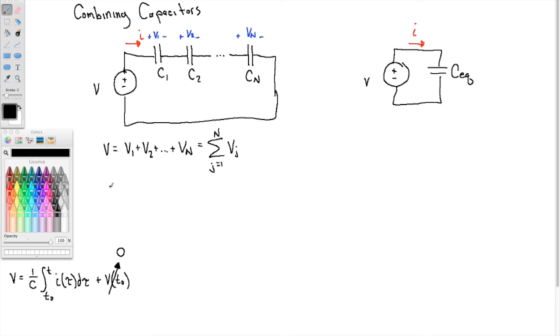So now, the voltage here is the summation j equals 1 to N of the voltage across the capacitor. So that's 1 over Cj times the running integral of the current. Okay. And the current, because this is a series circuit, does not depend on which capacitor we're talking about. So the integral can come out of the summation. Like this.